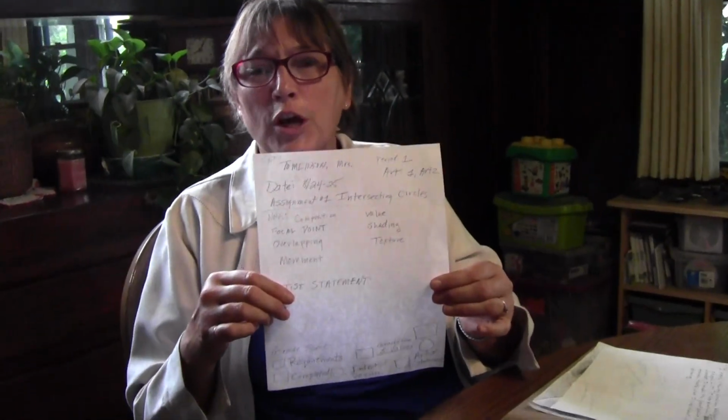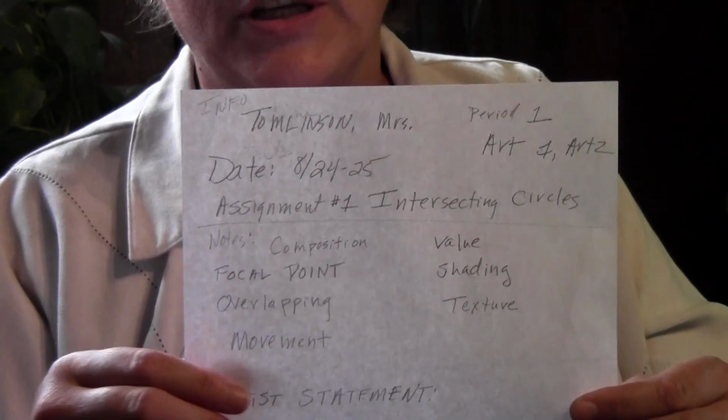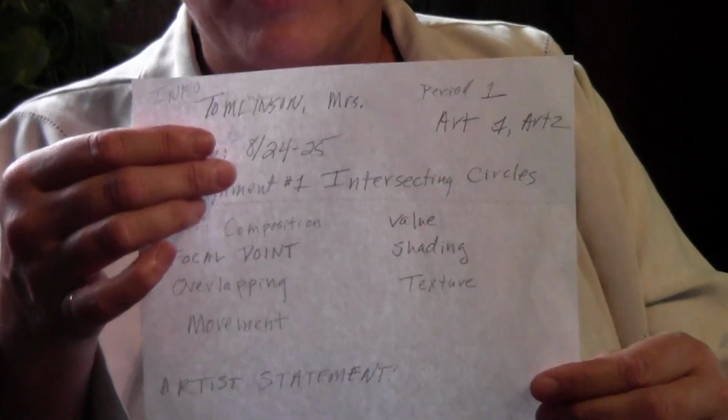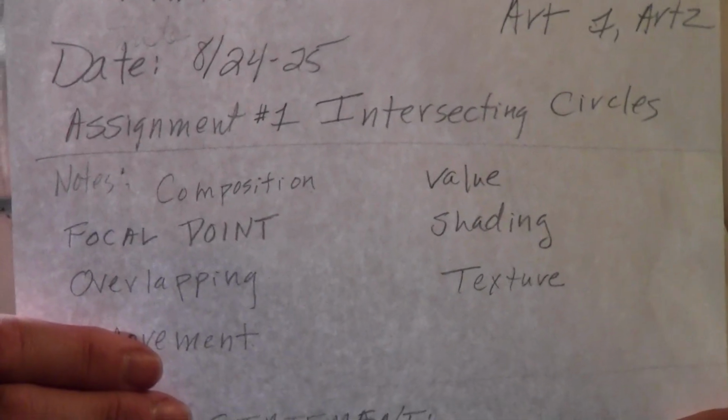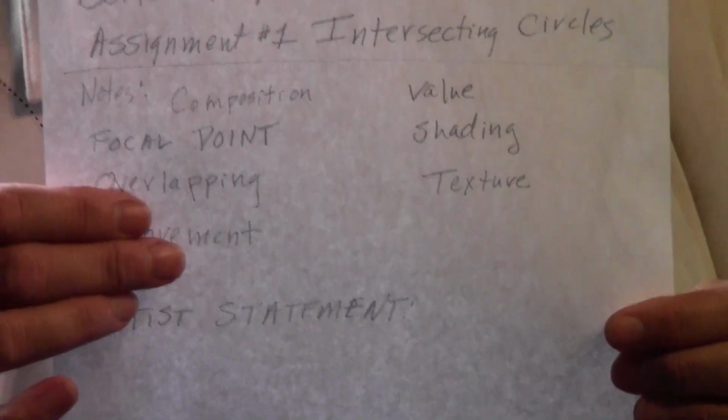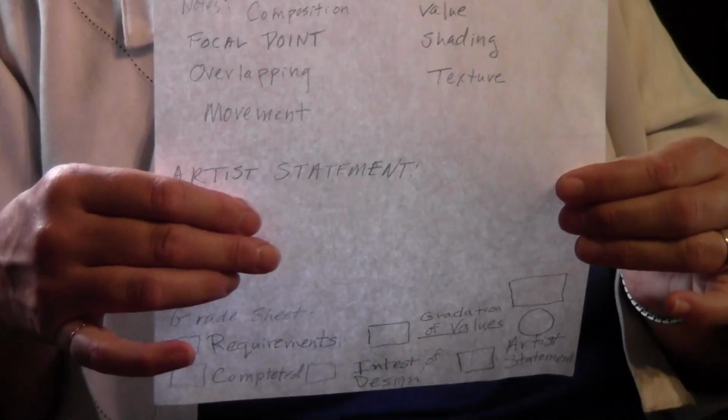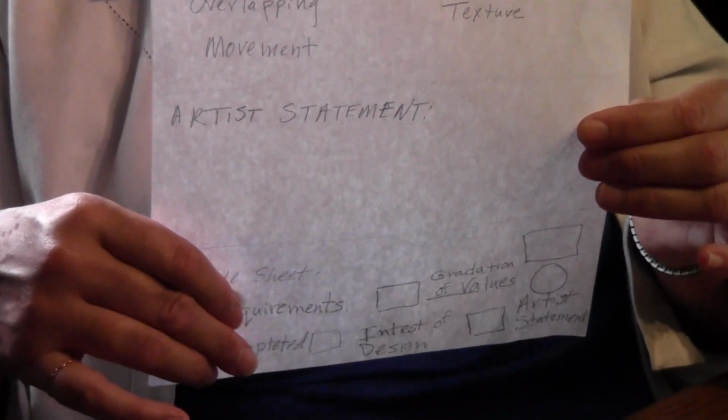Today we're going to finish up our project by talking about how to finish up our artist statement, our grade sheet. Last time we filled out our information and we used our notes. Today we're going to use our notes to work on our artist statement, and finally we'll finish up our grade sheet.